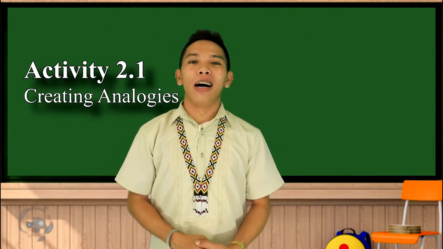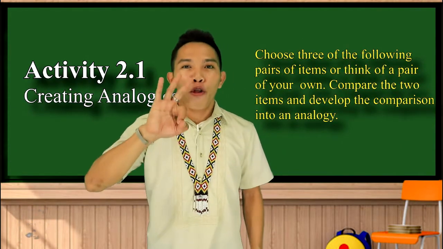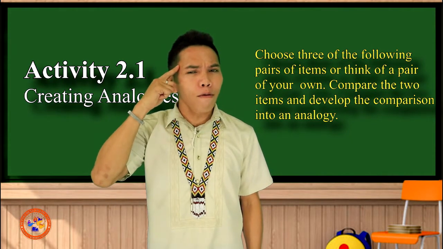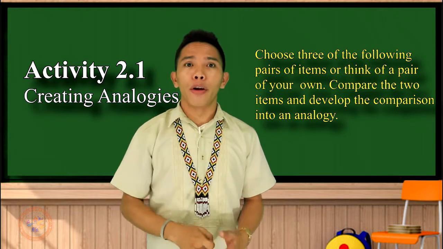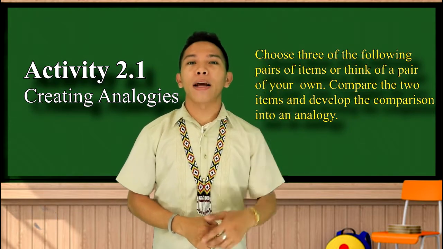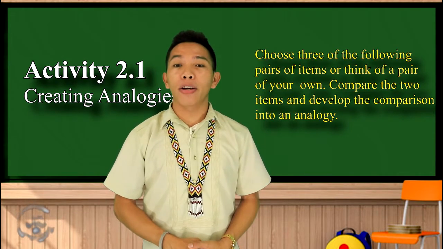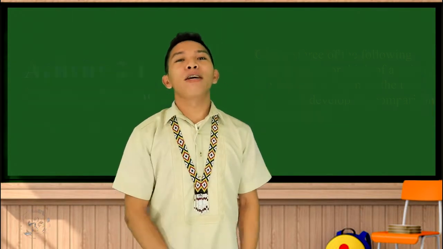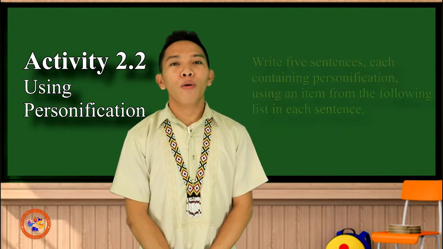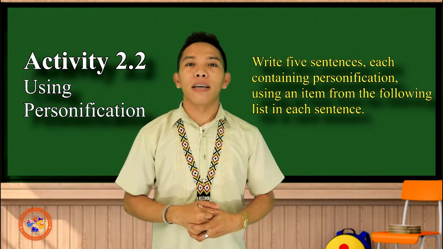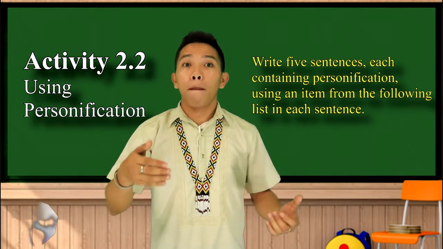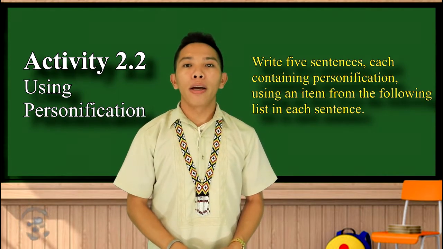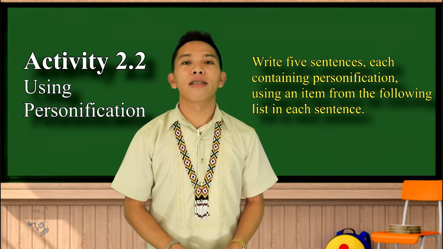Activity 2.1. Choose 3 of the following pairs of items or think of a pair of your own. Compare the 2 items and develop the comparison into an analogy. For Activity 2.2, write 5 sentences, each containing personification, using an item from the following list in each sentence.